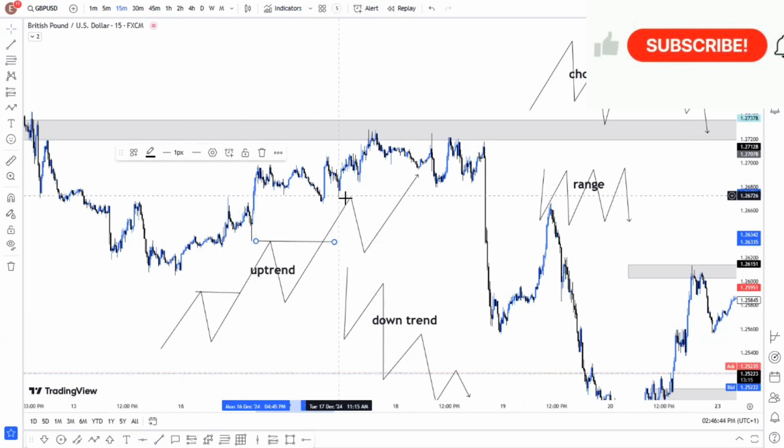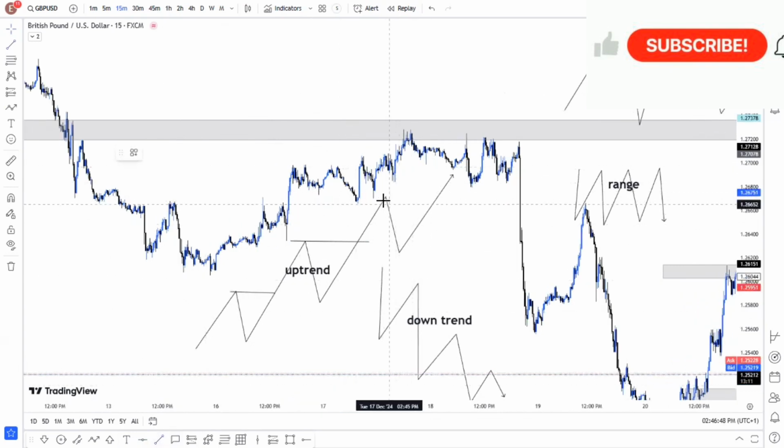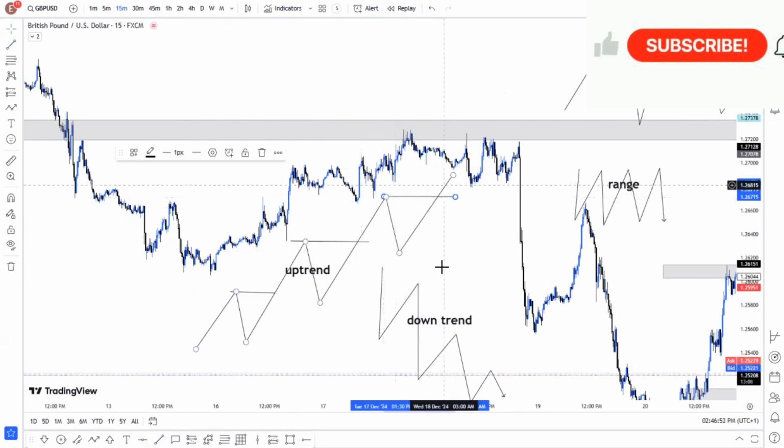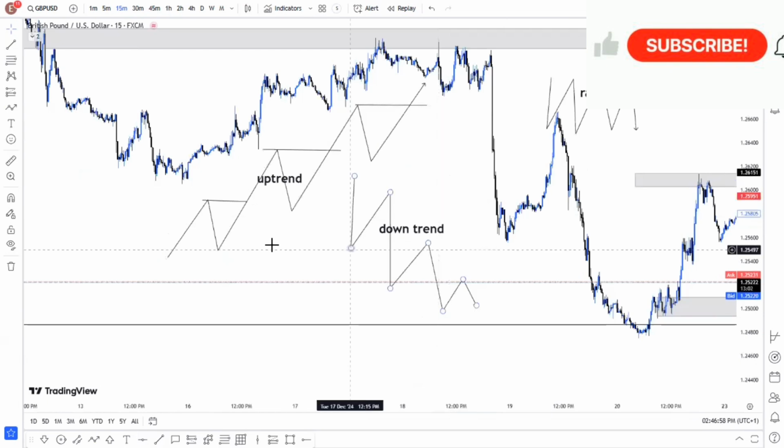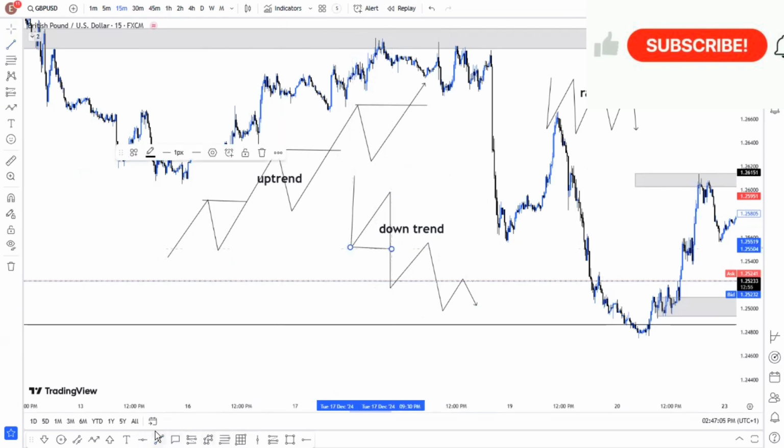So that is how you know an uptrend: it must keep breaking the previous high. Once it has broken the high, we are having an uptrend. Same thing with a downtrend: it must keep breaking the previous low, something like this. It must keep breaking it like this.